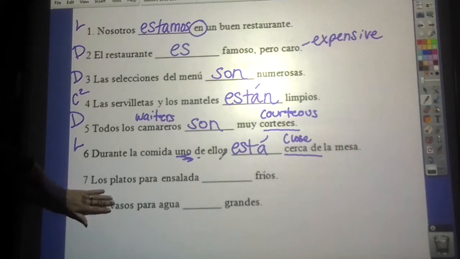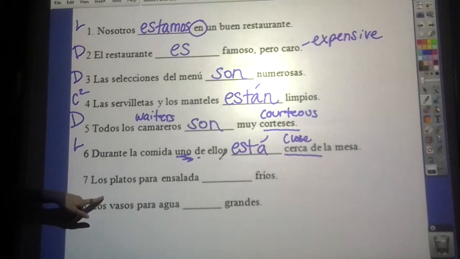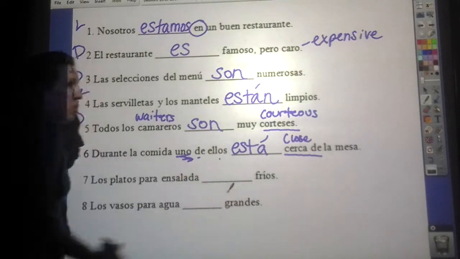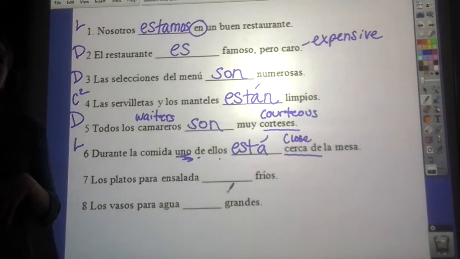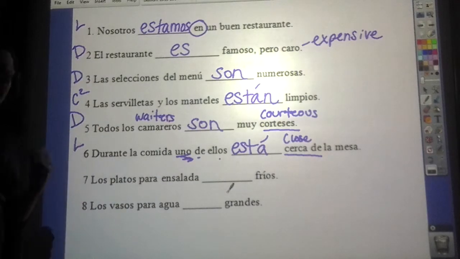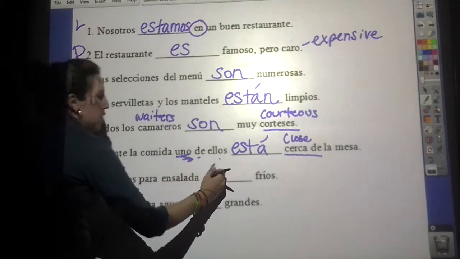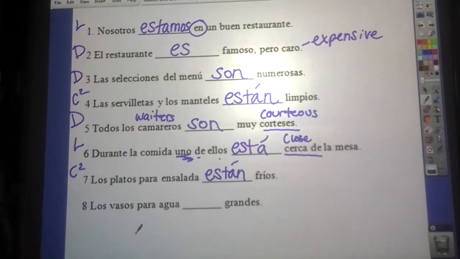7. Los platos para ensalada blank fríos. So platos are plates, muy bien. So we're talking about the plates for the salad being cold. Can that change? If you leave something cold out overnight, could it become warm? Sí. Es una condición que puede cambiar. Entonces, tenemos C por 2 y están. Están.